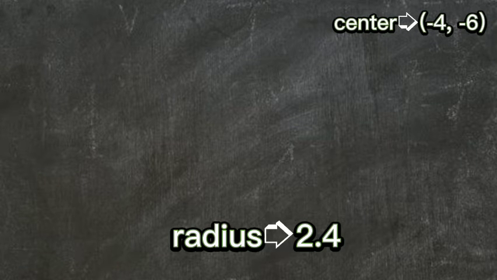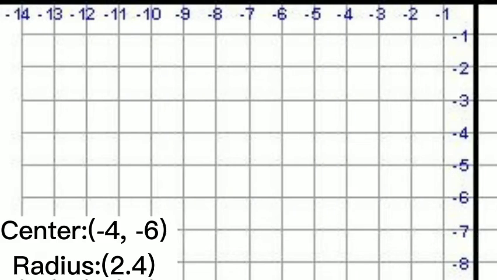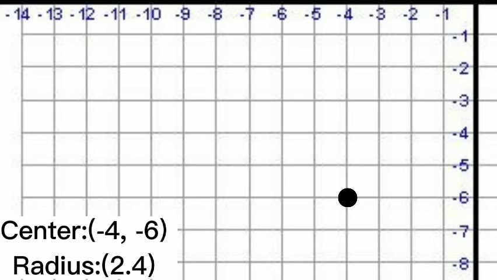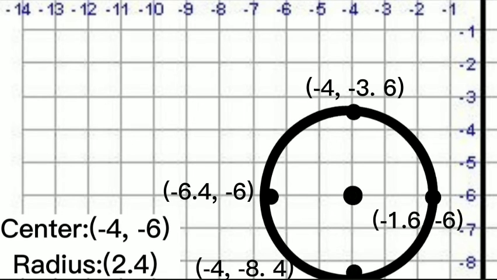Now, we already have our center and our radius. Now let's go and graph our circle. So again, for our center, our x is negative 4 and our y is negative 6. So let's look for negative 4 on our x-axis and negative 6 on our y-axis. Our radius is 2.4, so let's move 2.4 units from our center on both sides and up and down. And there you have it. Now that you already graphed your circle, let us now identify our coordinates. And there you have it, our coordinates for problem number 2.